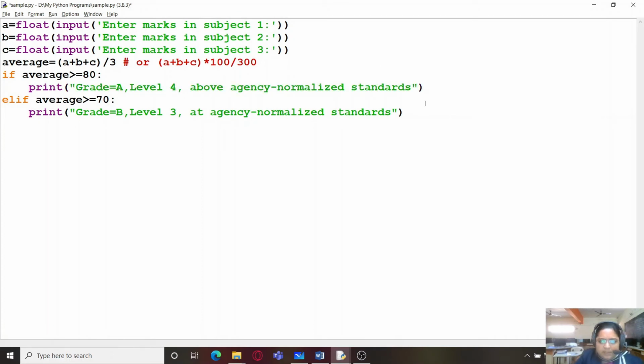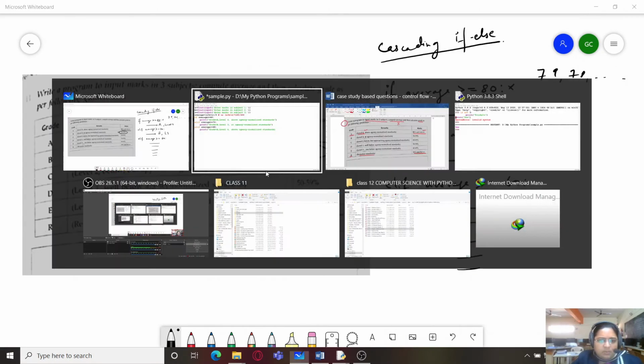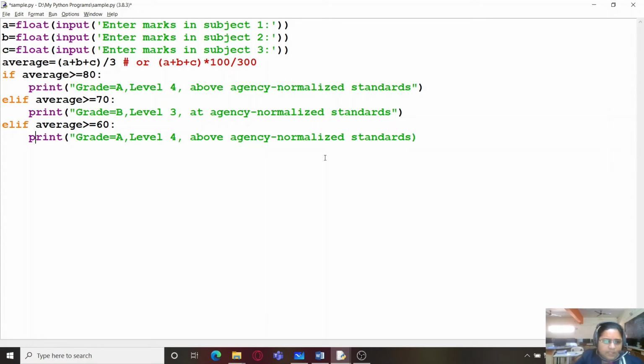A mistake there. If average greater than equal to 60, again I'm going to print it and let's check it. It is C, grade C level 2 below but approaching agency normalized standards. So I'll make the changes.